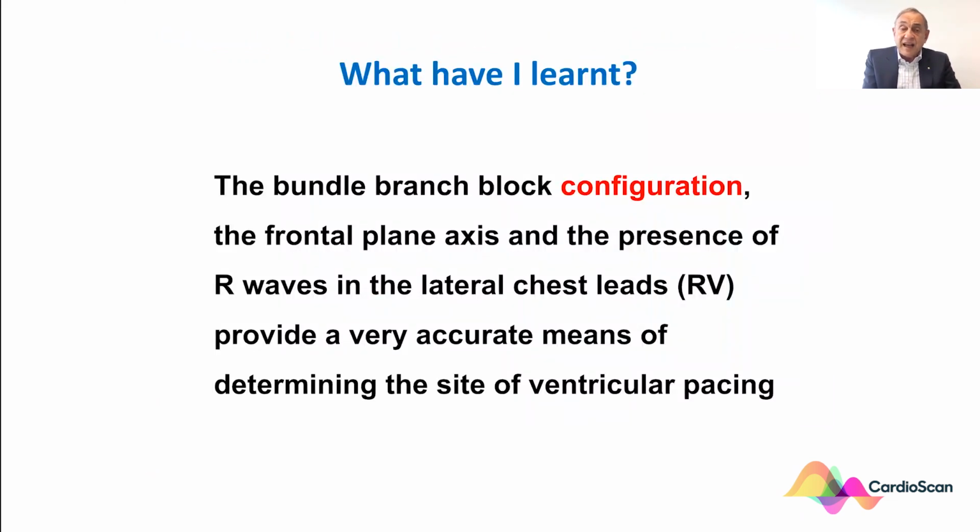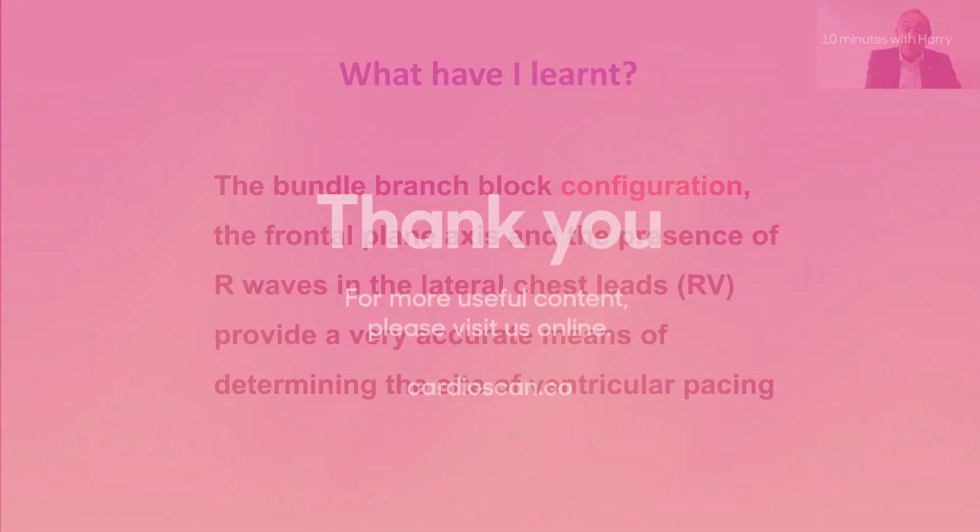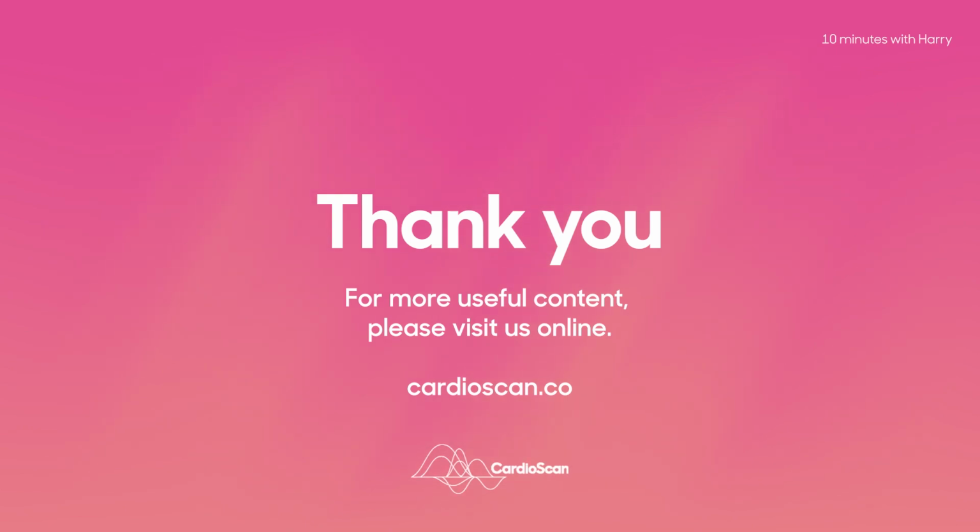So what have we learned today? The bundle branch block configuration, the frontal plane axis, and the presence of R waves in the lateral chest leads provide a very accurate means of determining the site of ventricular pacing.